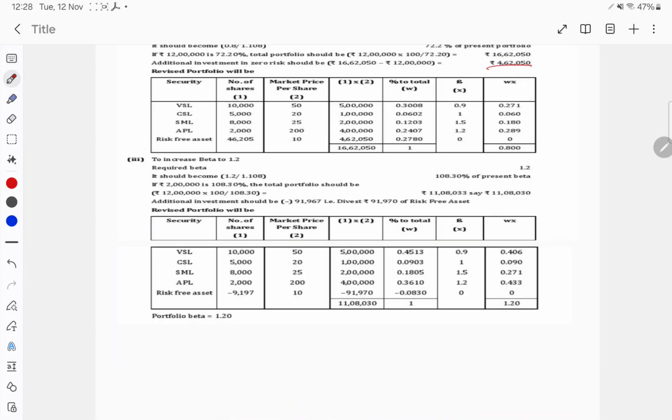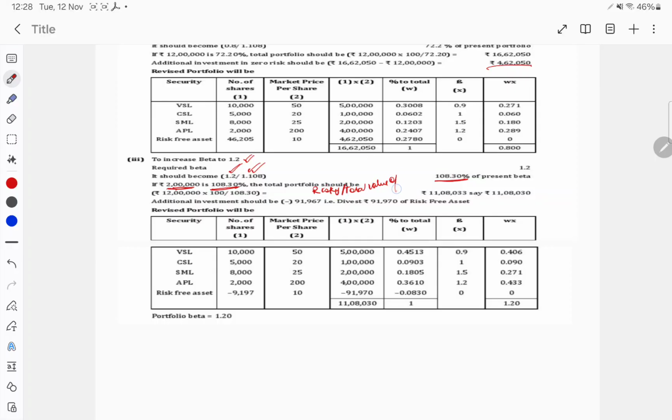The second one will be solved in a similar manner. It was given that suppose the beta increases to 1.2. Then you divide target beta by the beta of portfolio in a similar manner, which comes to 108.30%. Then you divide the market value by the percentage we have calculated. This will give the total value of risky portfolio, or the total value of portfolio.